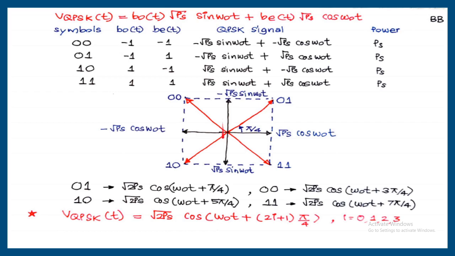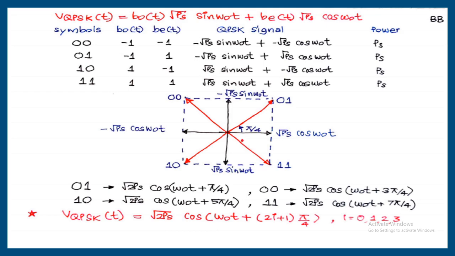Now each QPSK vector can be written in terms of cos omega 0t. Amplitude is root 2Ps. With respect to cos omega 0t, pi by 4 phase difference. So this vector we are able to express like this, root 2Ps cos of omega 0t plus pi by 4. It is written here. Similarly, the second vector can be written here, cos omega 0t plus 3 pi by 4. So root 2Ps cos omega 0t plus 3 pi by 4. It is written here. Similarly, all four vectors can be written. Root 2Ps cos of omega 0t plus 5 pi by 4, that is this vector. Root 2Ps cos omega 0t plus 7 pi by 4, this vector.